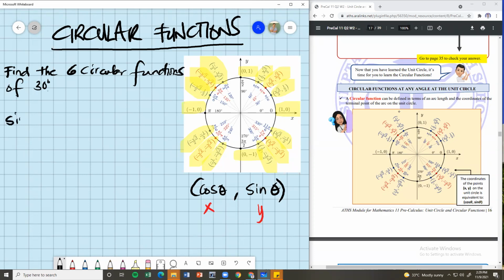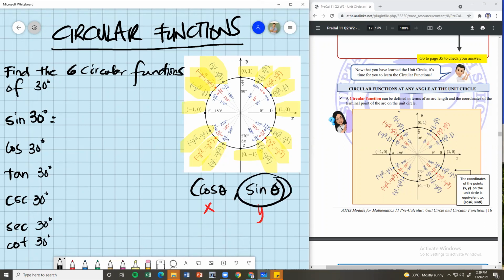We have the sine 30. We have the cosine 30. We have the tangent 30. We have the cosecant 30. We have the secant 30. And we have the cotangent 30. Okay. So when we say sine 30, automatically, ito na yon. Sine, ito sine. It's the value of your y. So where's your 30 here?